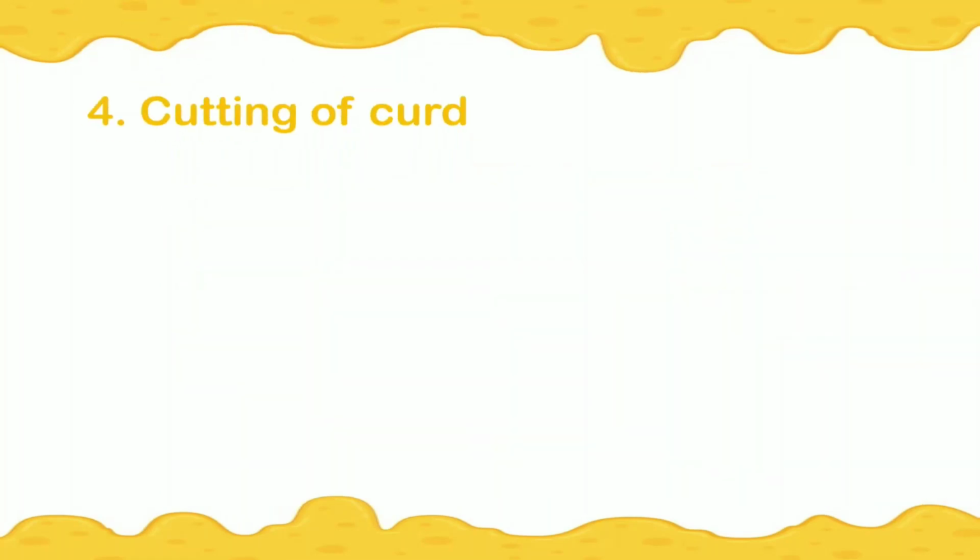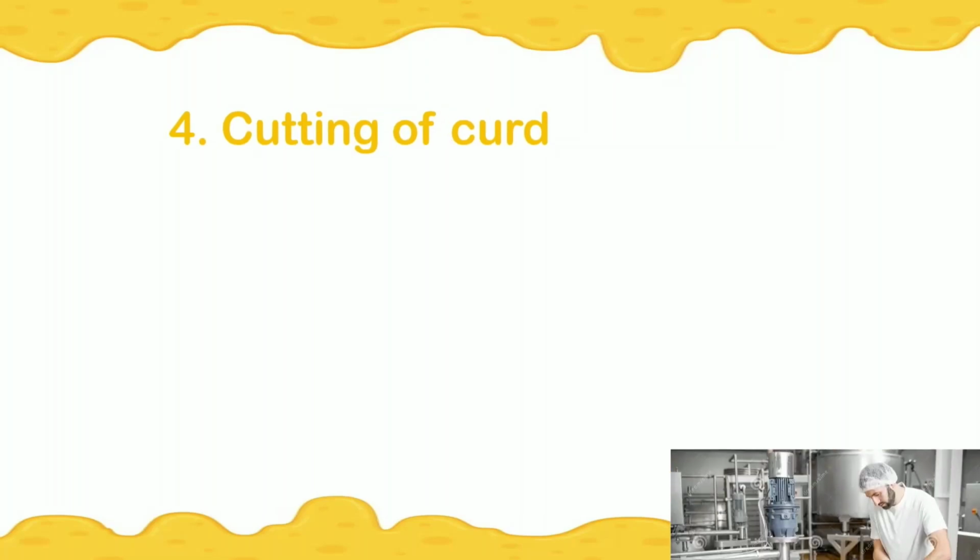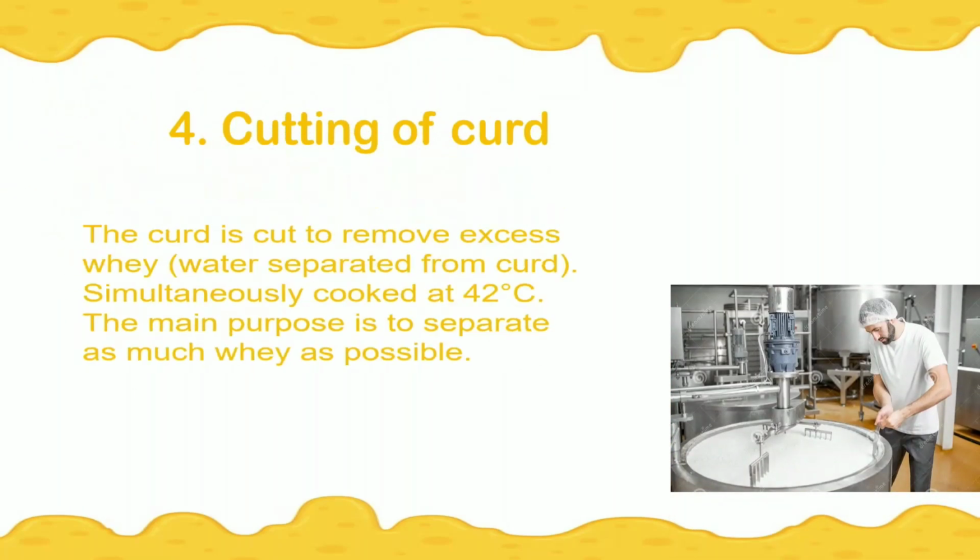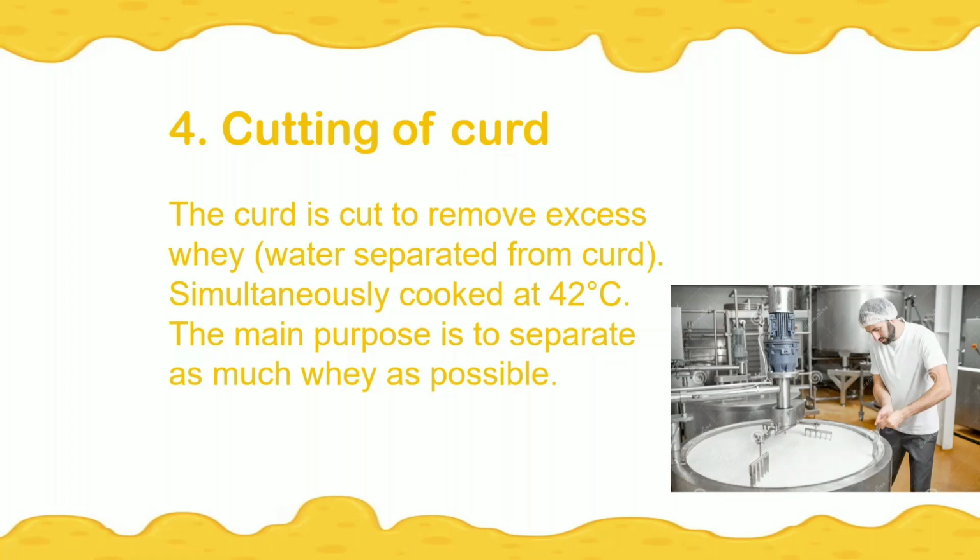So after the milk is turned into curd, the fourth step is to cut it so we can take whey out of curd easily. The curd is simultaneously cooked at 42 degrees Celsius. Whey is the water separated from curd. It is high in protein.